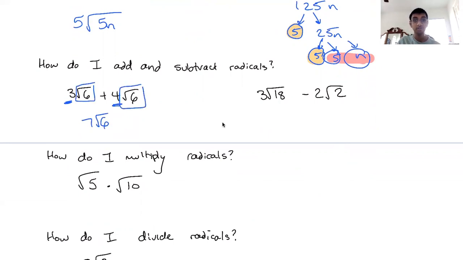And we can do that because the radical is exactly the same for both of these. If the radical was different, we would have to simplify the radical. And then if possible, we could add them up. But it's not always able to do that. So be careful for that.